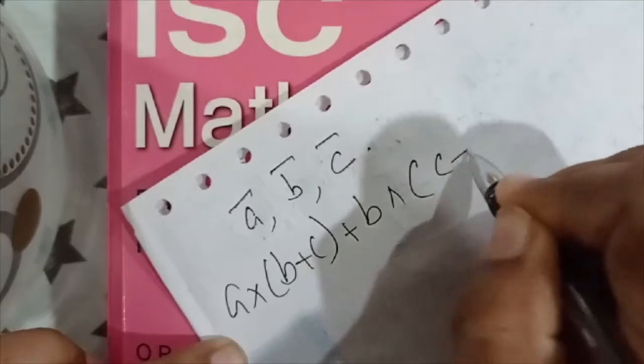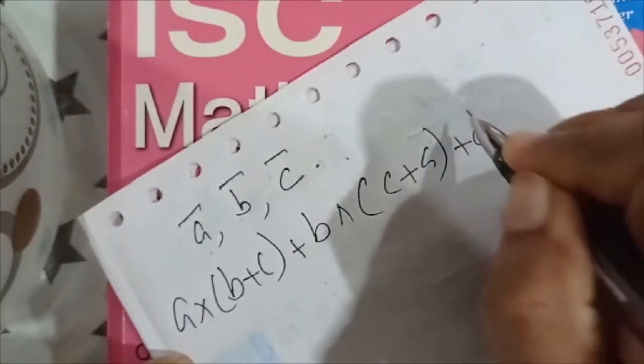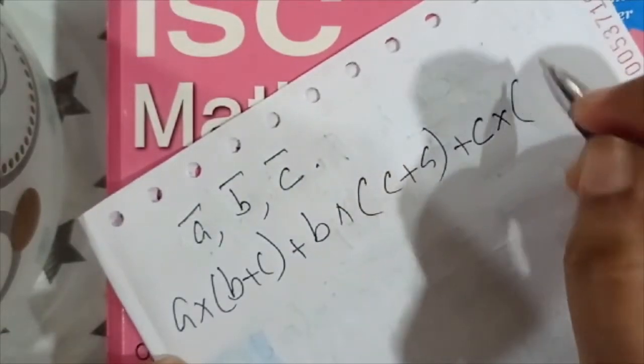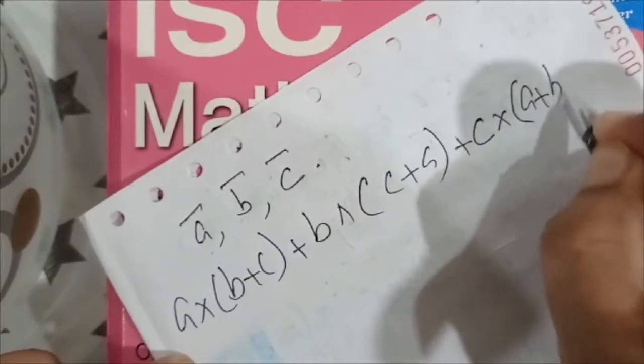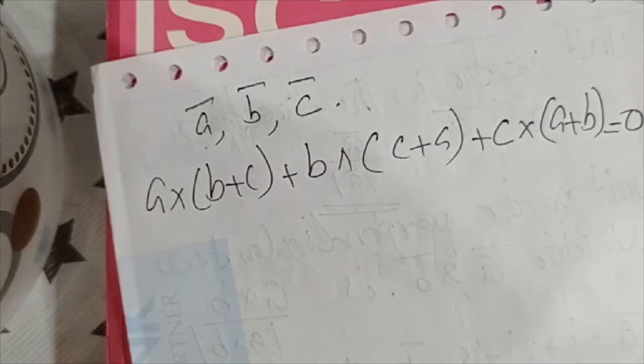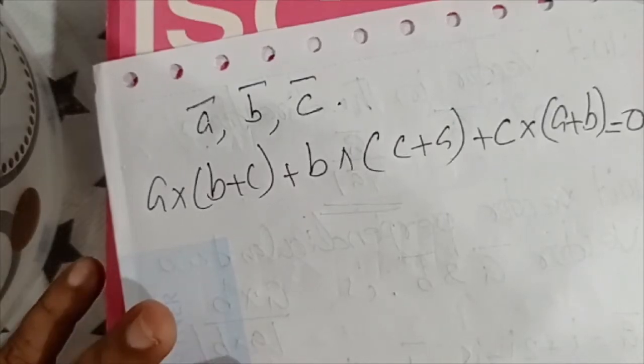B cross C plus A plus C cross A plus B is equal to 0. Write the question. For any three vectors A, B, C, A cross B plus C plus B cross C plus A plus C cross A plus B is equal to 0.